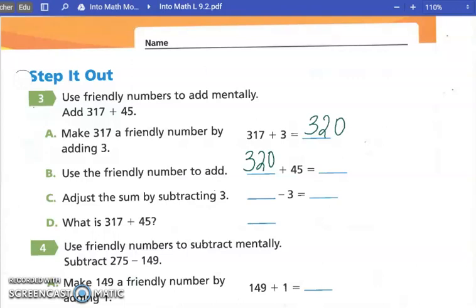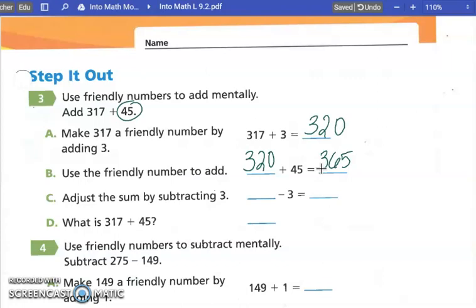So they made 317 into a number that ended with the digit 0. So they made that 320. Then they used a friendly number and they added it to the 45 from the original problem. Okay, right here. And so it's easy in our head to say 0 plus 5 is 5 and 4 plus 2 is 6, and then we have our 3. We wouldn't necessarily have to write it down at the side.